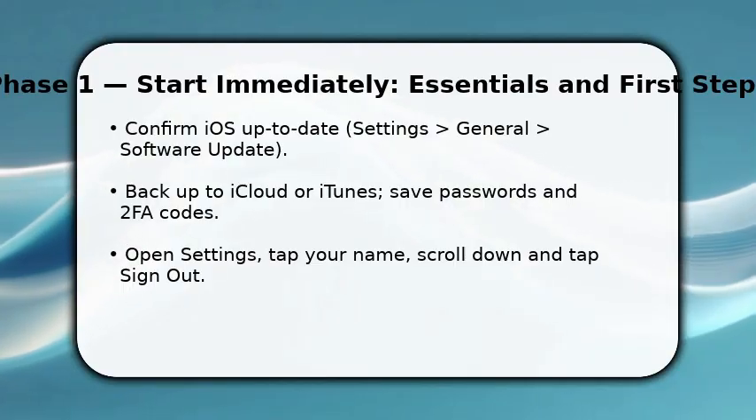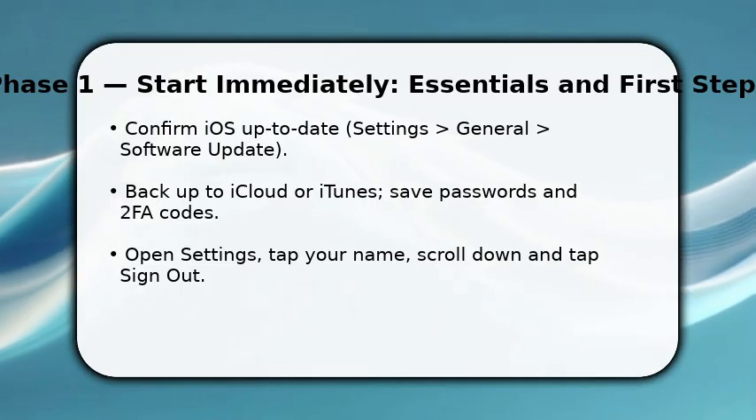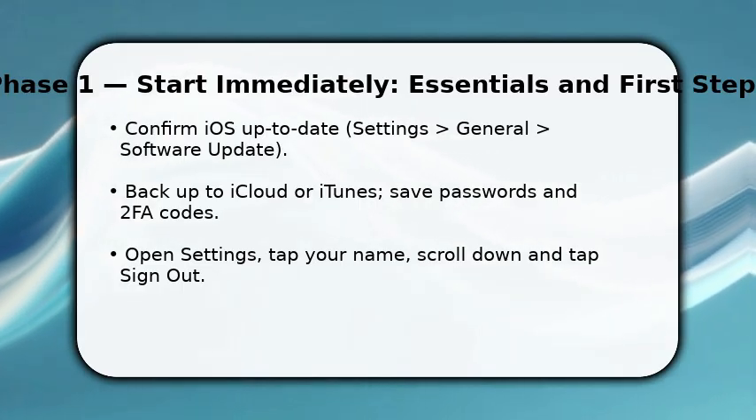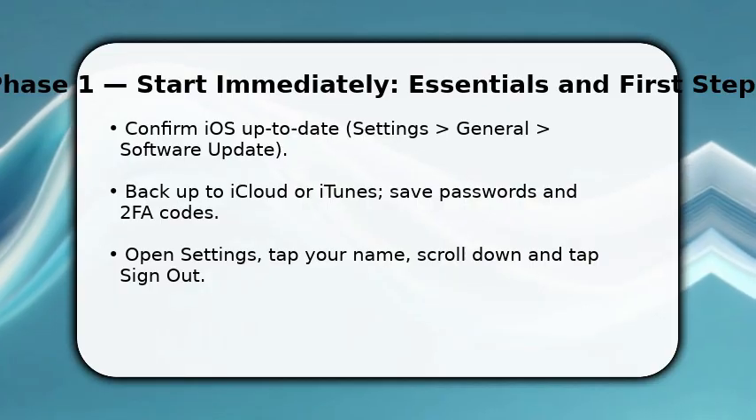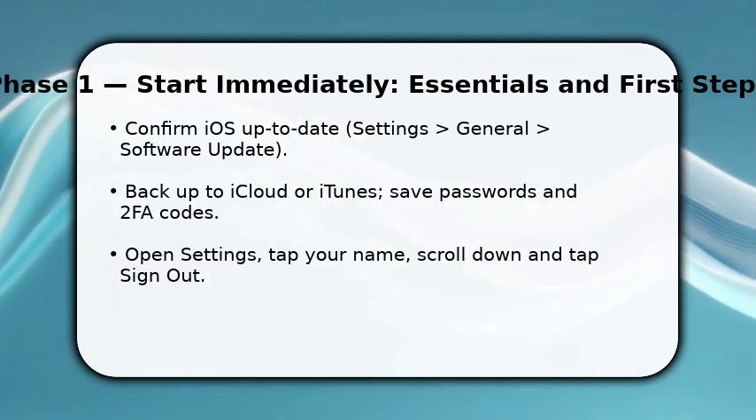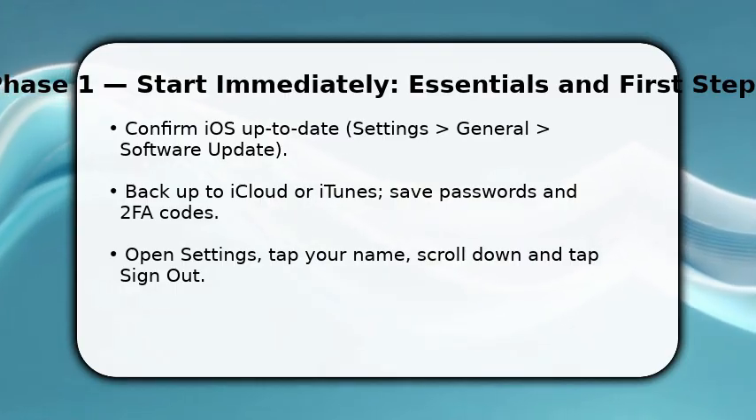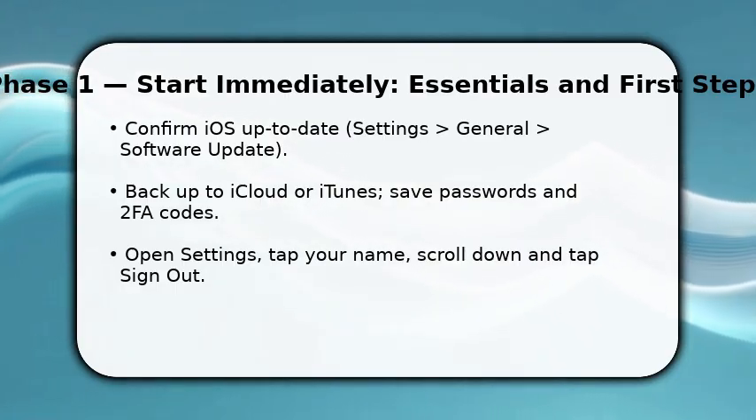You start by ensuring the phone is current and your data is safe. This prevents sync conflicts. Once your iPhone 15 is backed up, open Settings and tap your name at the top. Next, scroll to the bottom and tap Sign Out. You may be asked for your Apple ID password to disable Find My iPhone.